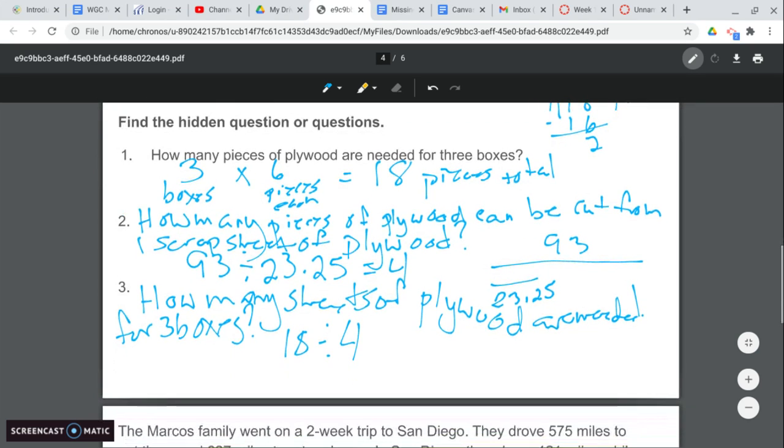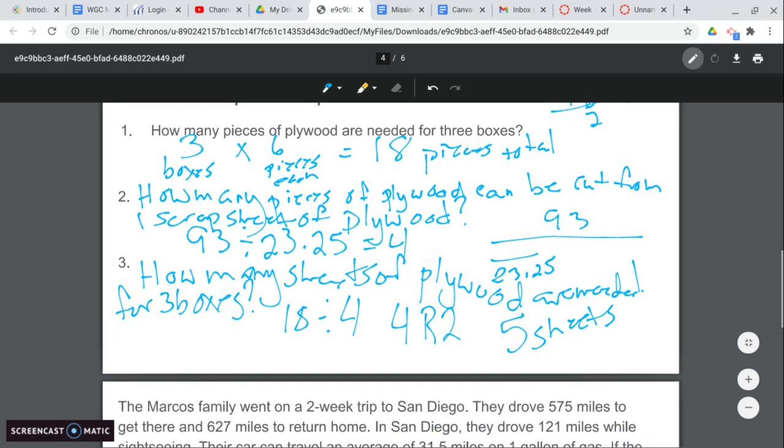Now, can we have 4 remainder 2 sheets of plywood? No. So we need 5 sheets because it's more than the 4. So when we're doing problems like these, we have to be careful. We can't have that remainder per se, because we need to look at it in terms of the total amount. If we have 4 remainder 2, we can't just buy 4 sheets of plywood. We have to have that 5th sheet of plywood to get the remainder 2 parts so that we have enough. So we have to be careful with that.